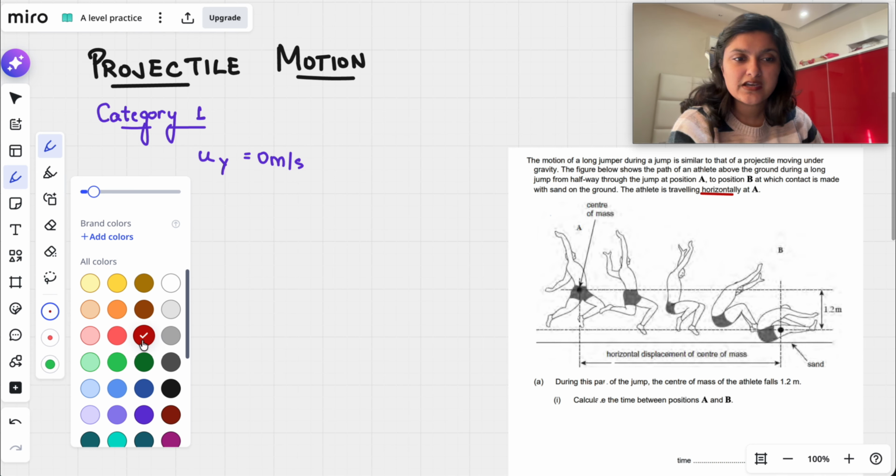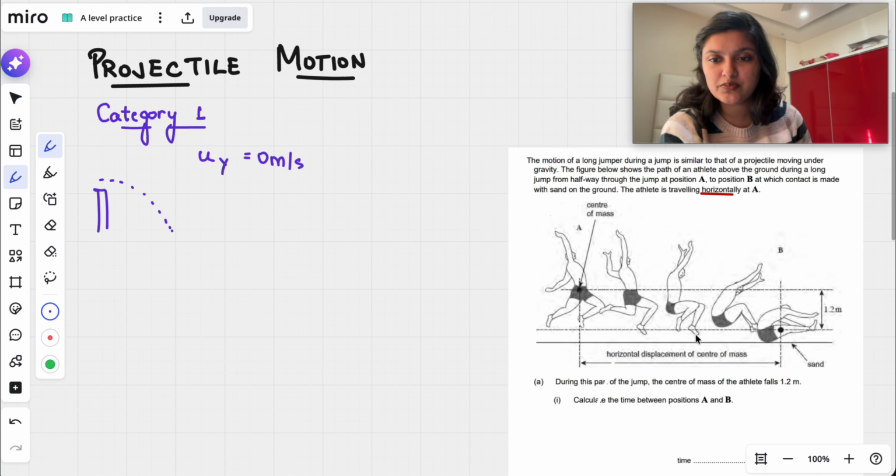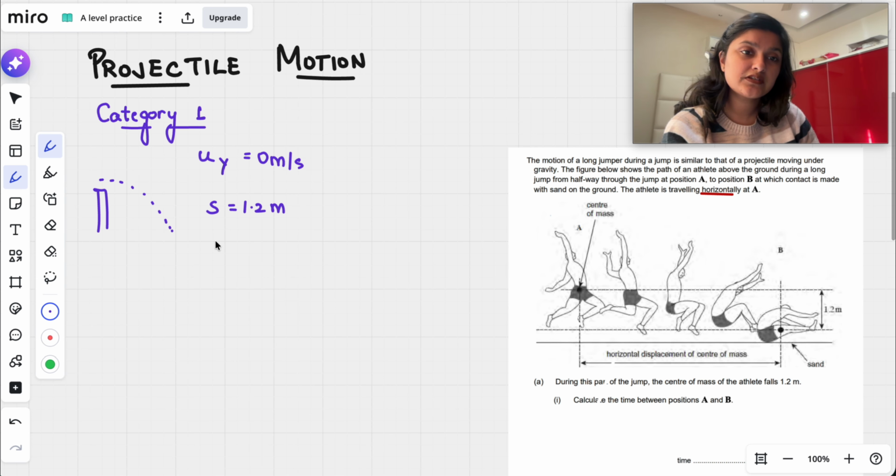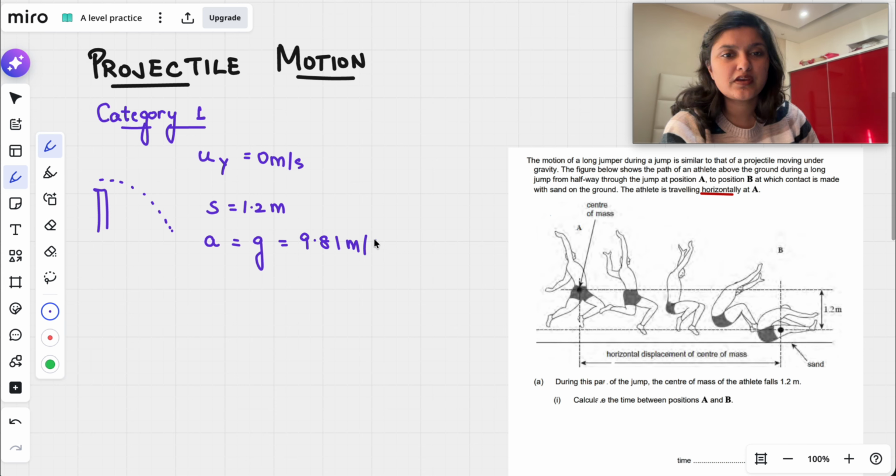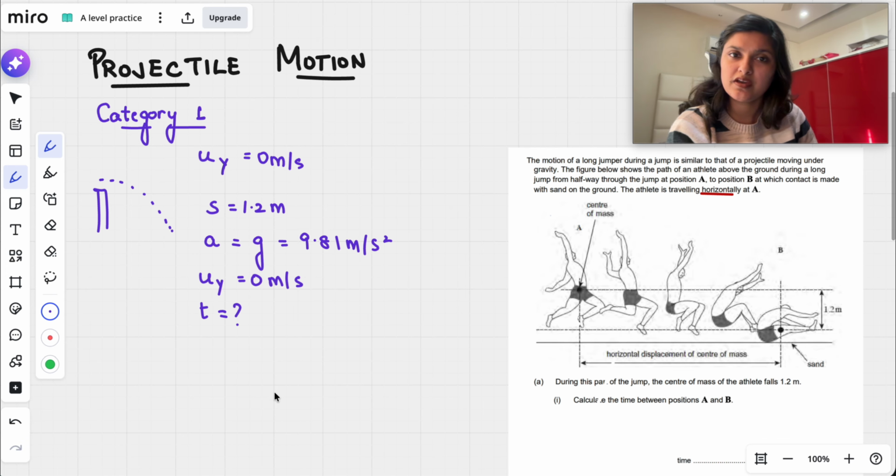Okay, let's start with the question. So what are we given? We are given the S value to be 1.2 meters. We know that during vertical motion, acceleration is acceleration due to gravity, which is 9.81 meter per second square. Right? What else do we know? We know that initial velocity in the vertical direction is 0 meter per second. Okay, after this, the question is asking you to find time. So let's put a question mark for that.